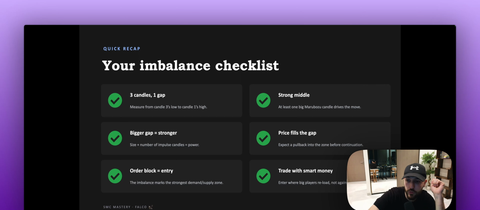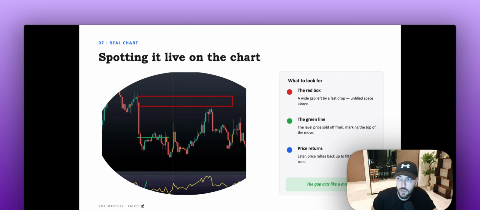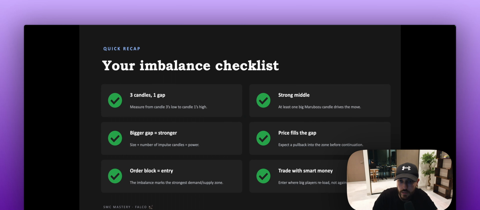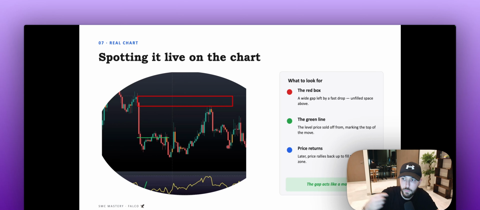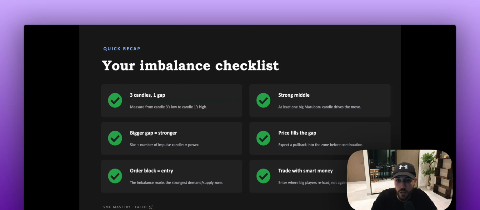Order block is the entry. So the imbalance, basically your entry must be on the order block, as you can see. So the first candle that you've got on top here is the order block. That's where the red box is, and this is what you need to have as an entry. So the middle candle, the second one, the big red one here on the left, must be very strong. Important: the price fills the gap, so you need to expect a pullback. So pullback is the price going back to fill the orders before going back in the right direction.